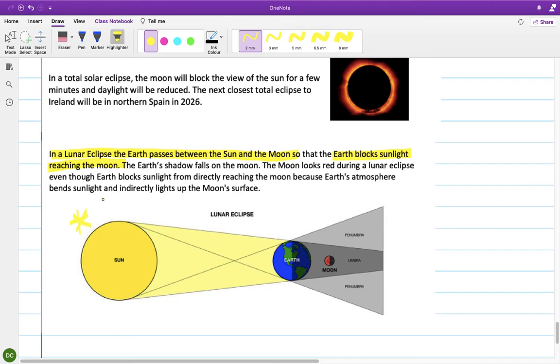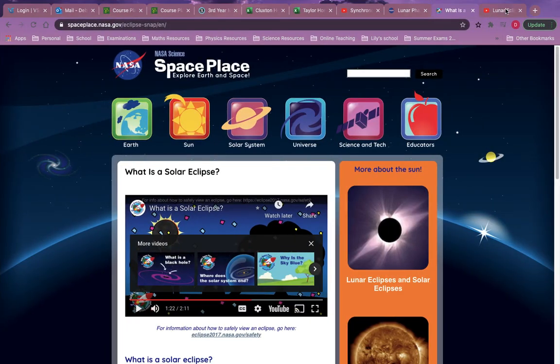Okay, so for a lunar eclipse, you're eclipsing the moon, hence lunar eclipse. So the earth gets in the way, and it blocks the rays from the sun, and basically the moon passes into the shadow. And again, you get this double shadow thing where you've got the umbra, which is the darker shadow, and the penumbra. Okay, so I'm going to show you a video on this one too.